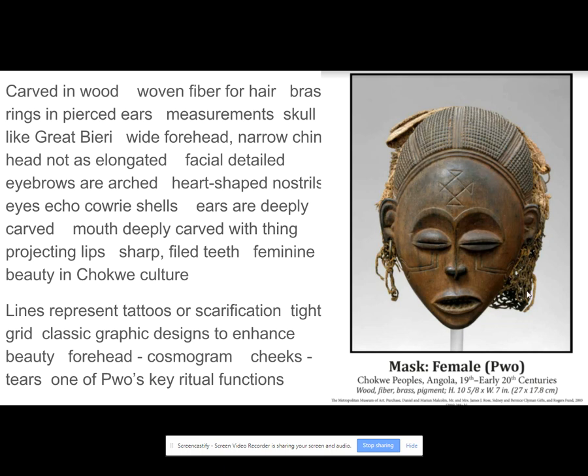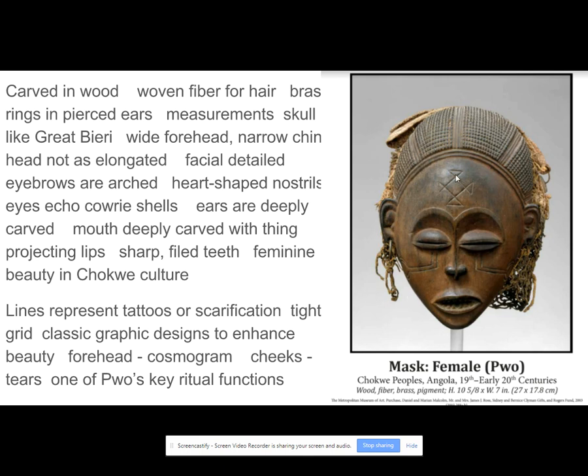Facial elements are detailed. Eyebrows are high and arched, meeting in the center, very thin line here to represent the nose. And the eyebrows are heart-shaped nostrils. The eyes, again, imitate cowrie shells. The ears are deeply carved, and mouth, again, is carved with something projecting from the lips, and the teeth would be sharp and filed. This would represent feminine beauty in Chokwe culture.